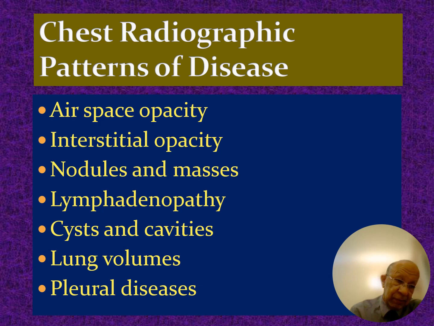In general, when you look at lung abnormalities, they are either more white than they should be or more black than they should be. But then if it's more white or more black, you really need to know the pattern to identify the pathology or have an idea about it. The usual patterns are airspace opacity, interstitial opacity, nodules and masses, lymphadenopathy, cysts and cavities, changes in lung volumes, increase or decrease, and pleural diseases. So these are the patterns of diseases.